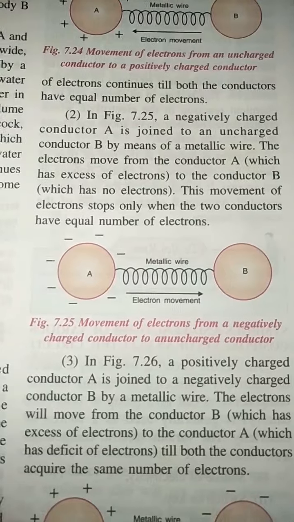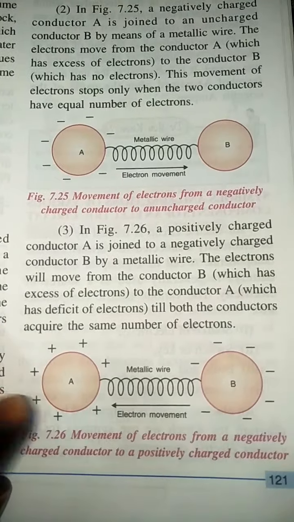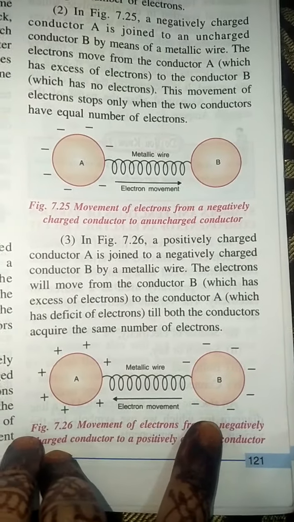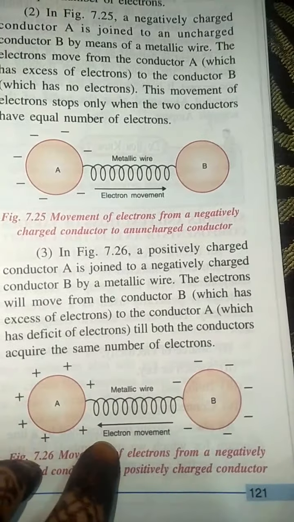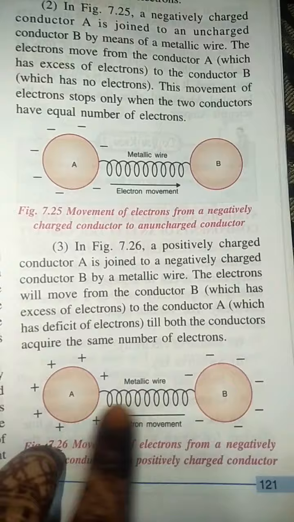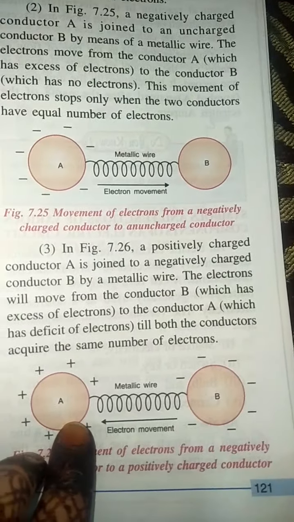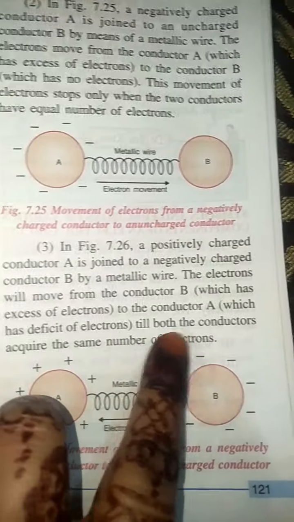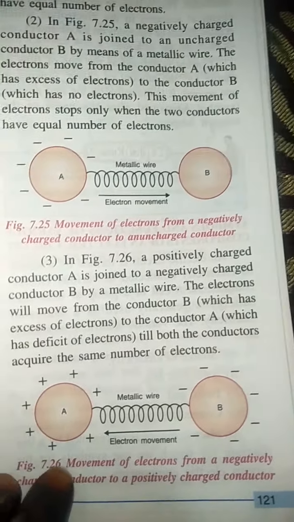Now the third case comes, children, in figure 7.26. Here you can see a positively charged conductor A is joined to a negatively charged conductor B by again a metallic wire. The electrons will move from conductor B to conductor A, because B has excess of electrons and A has deficit of electrons, until both the conductors acquire the same number of electrons.